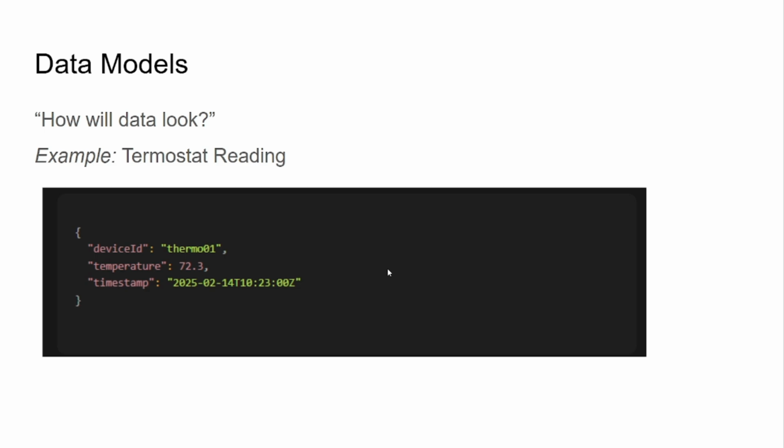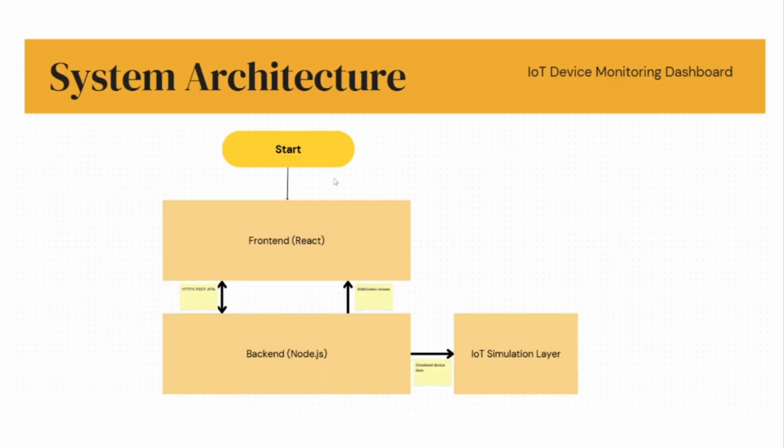Architecture and how it works. Each device is an object with 3 entries: the device name, the value, and the time it was read. The system architecture: the front end sends HTTP requests to the back end, and the back end gets the data from the IoT simulation layer and sends it back to the front end.